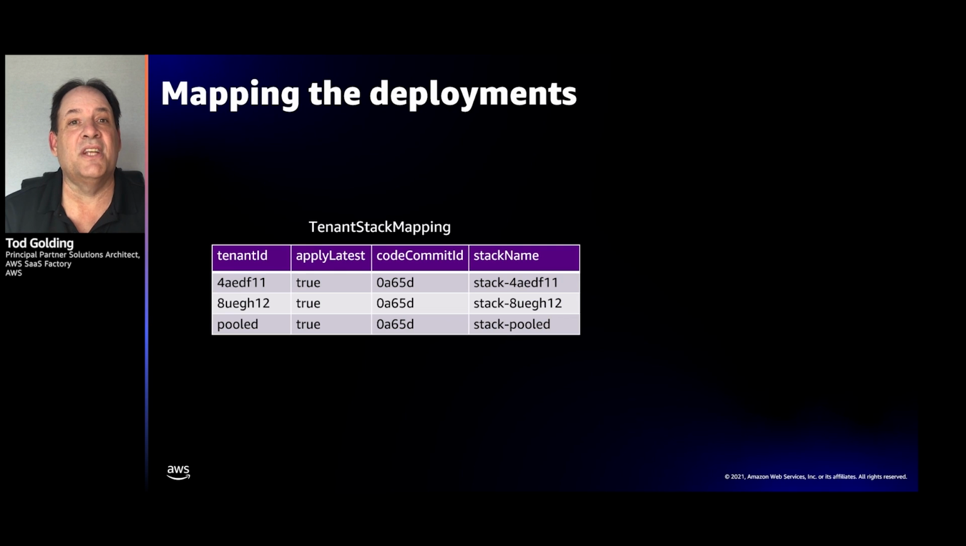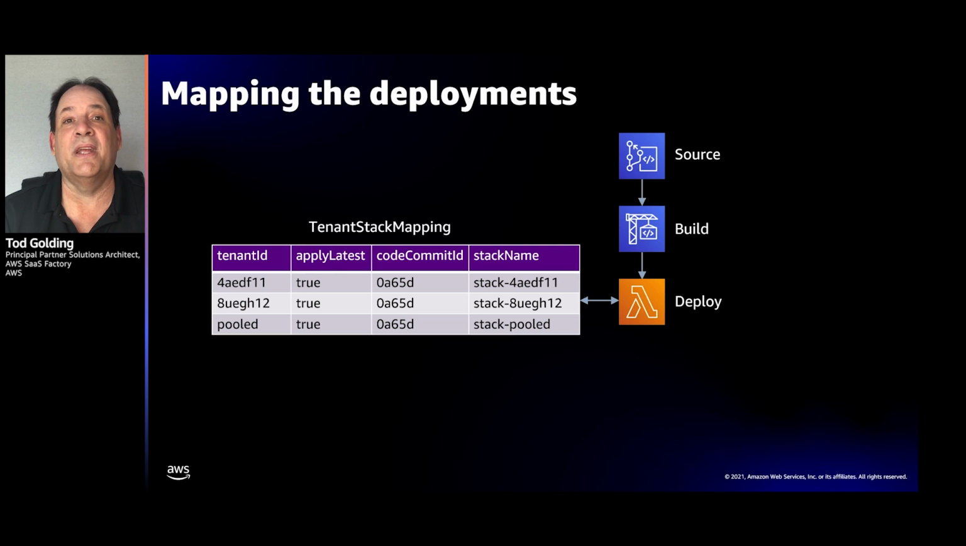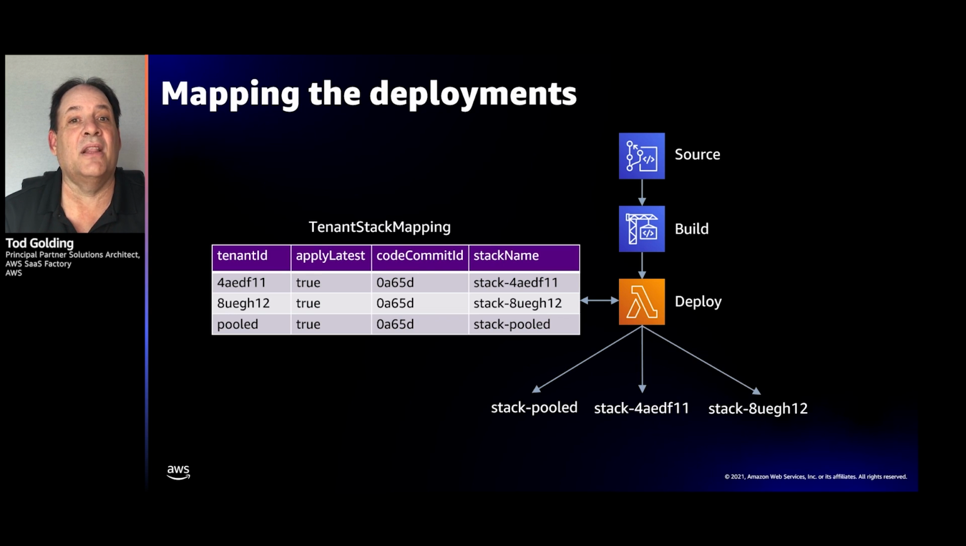So this table essentially now, when we deploy a new feature and we hit the source and the build and the deploy process, that deploy process can look at that table and say, what do I have to deploy to? Oh, well, I've got to deploy to pooled because I know I have a stack for that. And then I have 2 silos that I have to deploy to. So to me, this is the overlooked piece of the puzzle, right? Everybody focuses on the provisioning and the initial provisioning, but you also have to focus on the deployment. Once these environments are out there and they're separate, how can we automate and track that deployment as well?